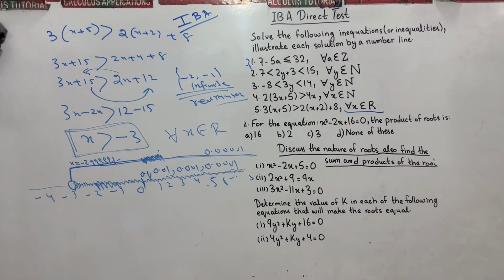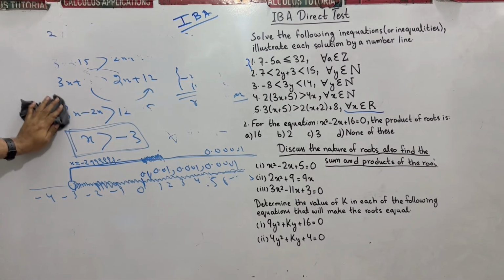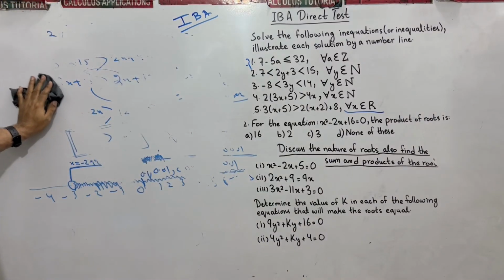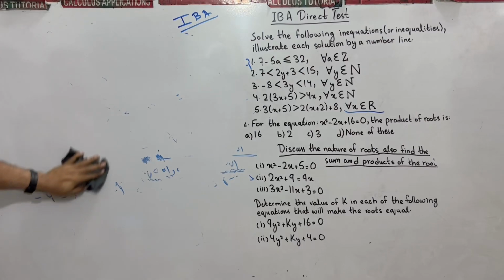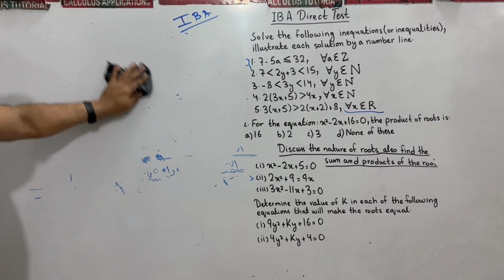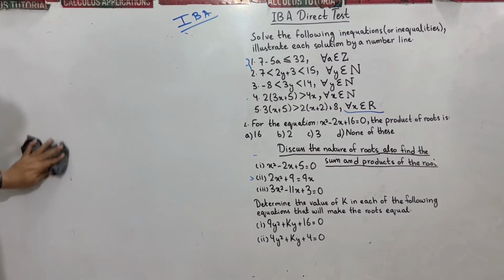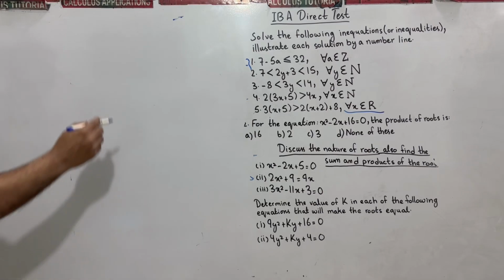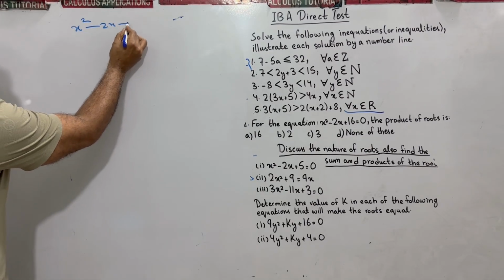So moving towards our next topic, it is quadratic. For the equation x square minus 2x plus 16, find the product of the roots. Sometimes it is also asked: roots, sum of the roots, product of the roots. Okay, let me erase this first. So I have the quadratic equation x square minus 2x plus 16.